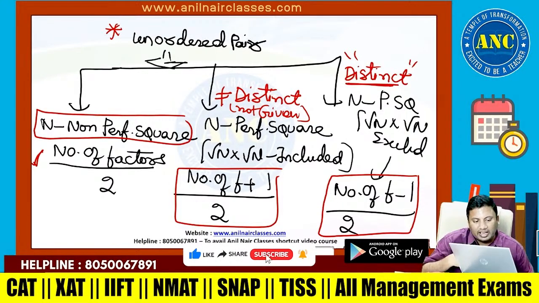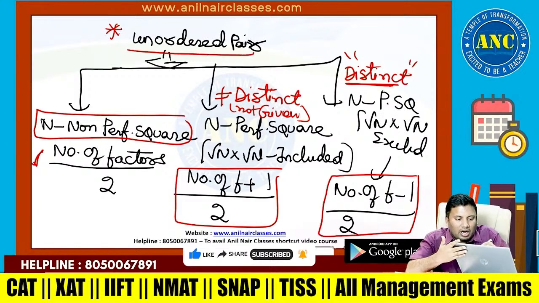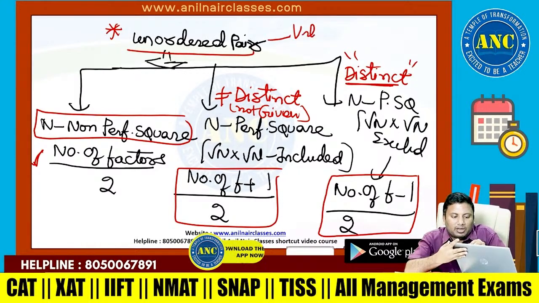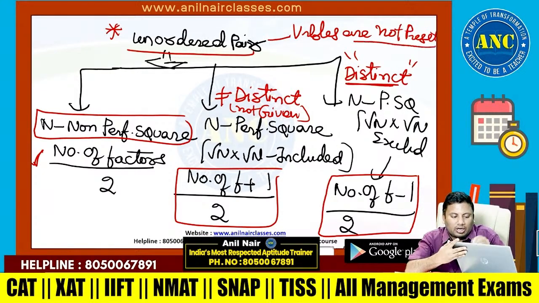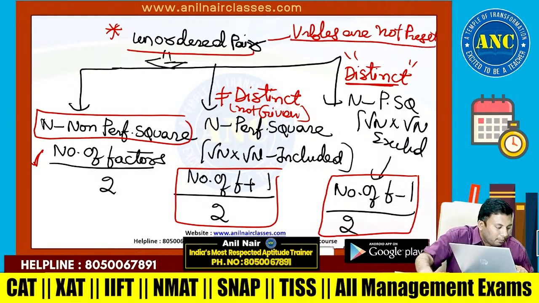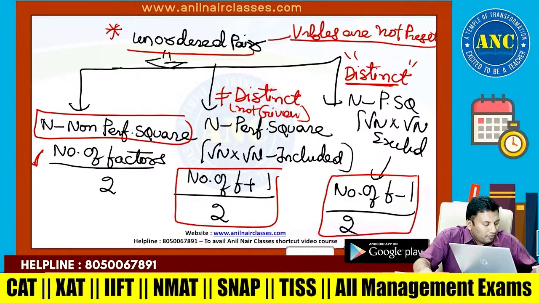This looks like a theory, right? When to use unordered pair? If variables are not present in the question, I will use unordered pair. Variables are not present in the question, right? It is an unordered pair. Right? Now, examples. Please write down examples.